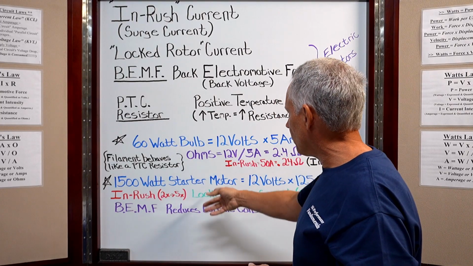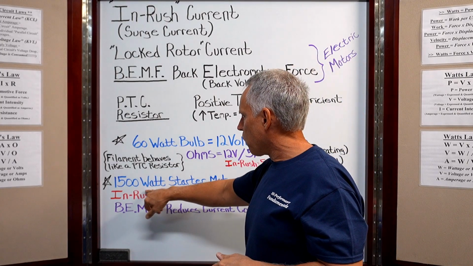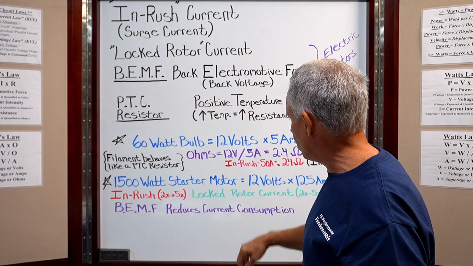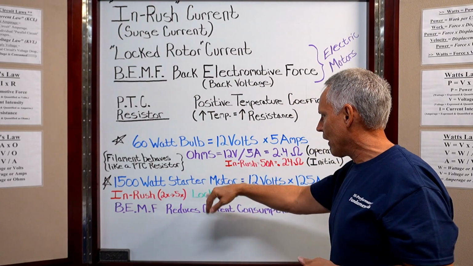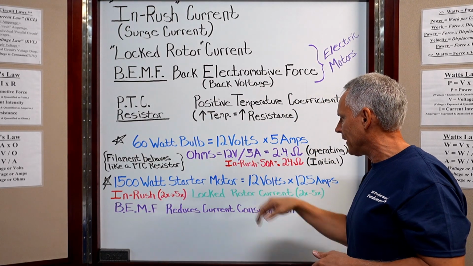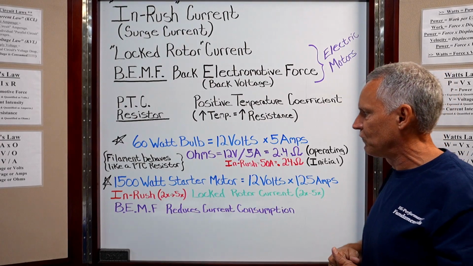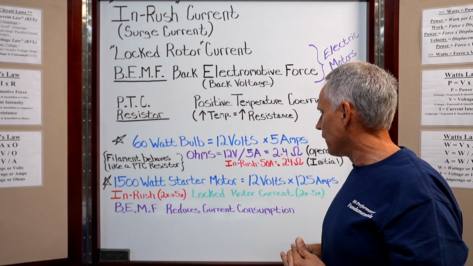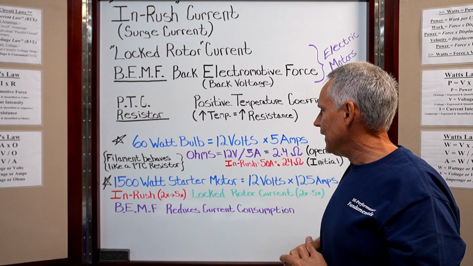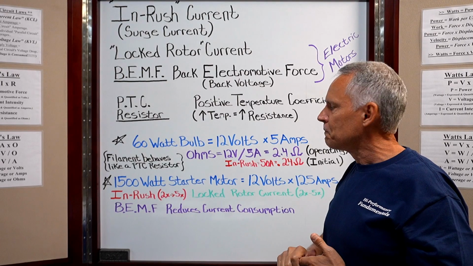Okay, let's move on to the starter motor. We've got a 1500-watt starter motor. It's rated at 1500 watts. It's in a 12-volt system. Do the calculation: 1500 watts divided by 12 volts. We have 125 amps. Also simple enough, right? We're done. That's all we need to know. Well, unfortunately, it's just not quite that easy.